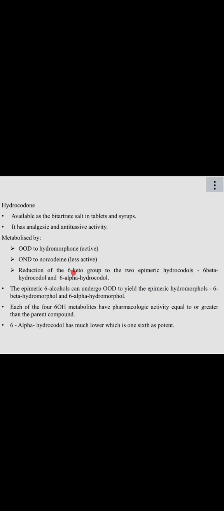And then, of course, after that, it can also undergo oxidative O-demethylation at position number 3. So the codols can be changed into the morphols. So this is just dependent on the structure. And once you understand the structure and you understand the various types of metabolic processes, oxidative N-dealkylation, oxidative O-demethylation, reduction, oxidation from alcohol to ketone, and so on, then you will be able to understand the metabolism of this compound.